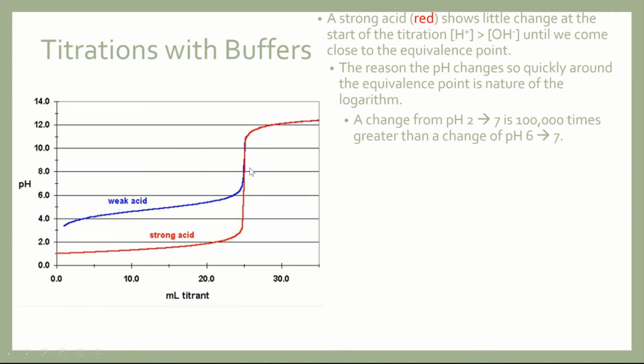So a change of 1 pH around 7 is only 1/10 of the change around 6, which is only 1/100th of the change around 5, and it's only 1/1000th of a change around 4, and so on and so forth. So it takes less and less base to change the pH as you're titrating.